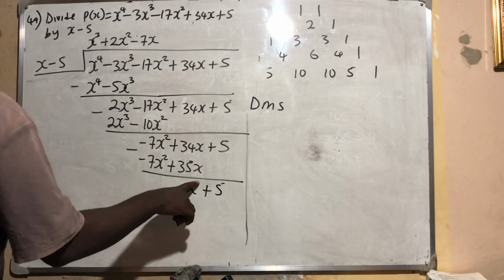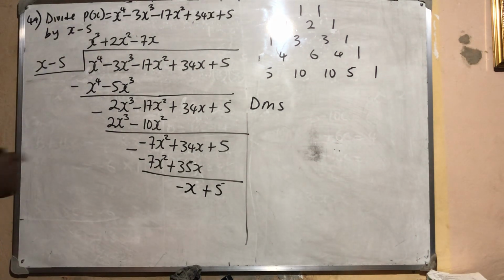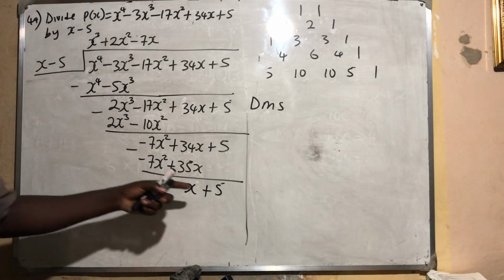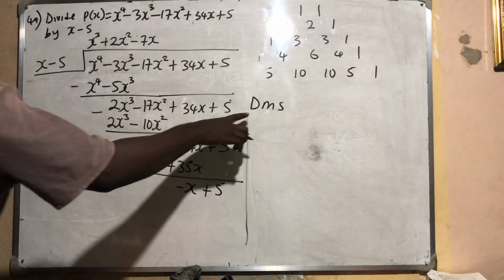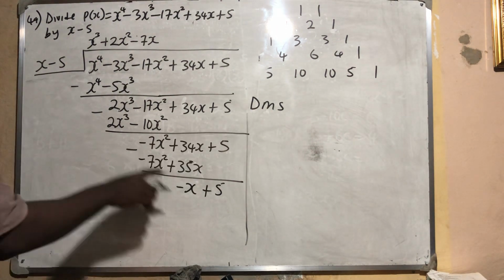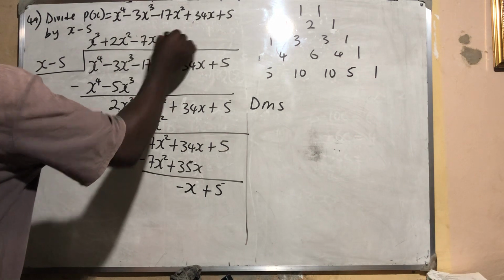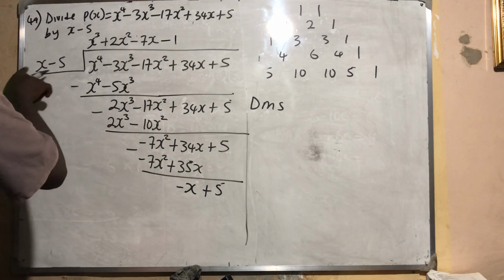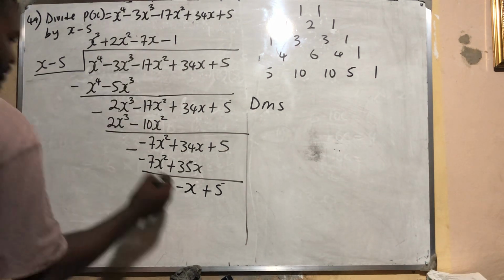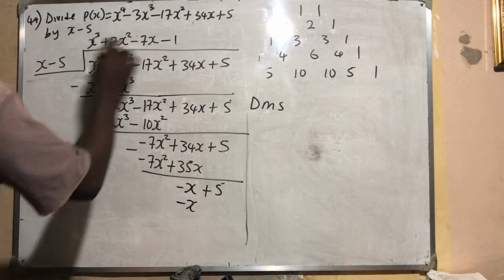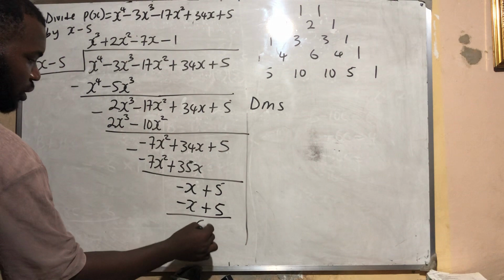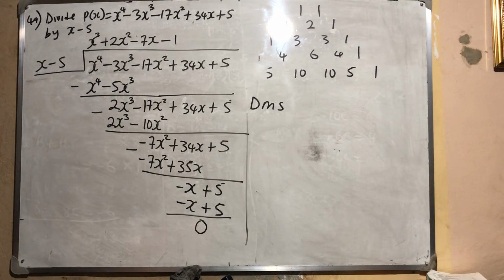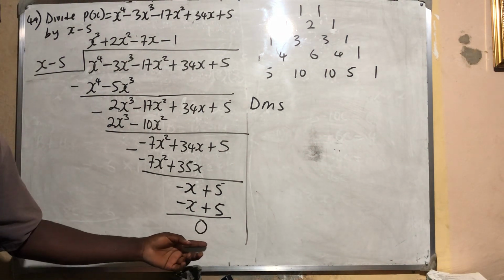The highest power here is 1. The highest power here is 1. They are equal. We will still repeat the DMS because they say that it must be less than. They didn't say it must be equal. It must be less than. So we go back to D. D said the first person is divided by the first person. So I'm having minus 1. Use the answer here to multiply everybody here. Minus 1 times this, minus x. Minus 1 times this will give you plus 5. So if you subtract, you have what? 0. So you now see that what? It's not a must you get 0.